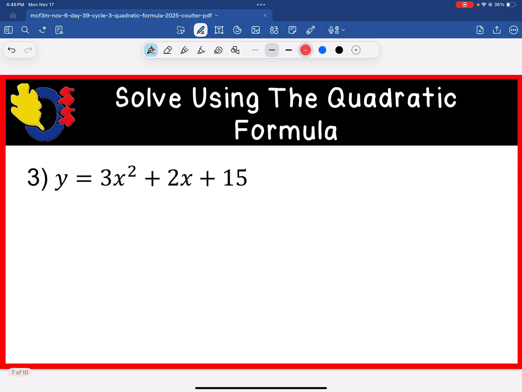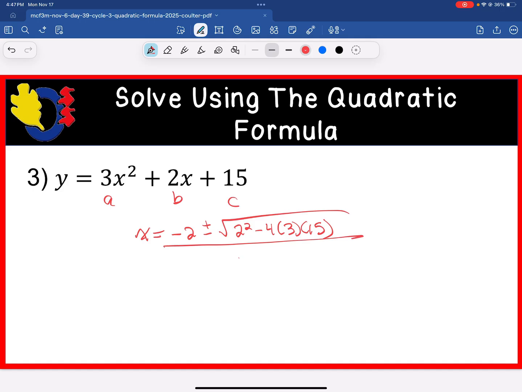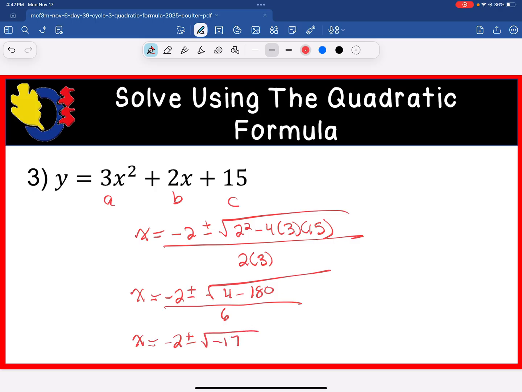All right, let's look at the next one. So a, b, c. So x equals negative b, so negative 2 plus or minus the square root of 2 squared minus 4 times 3 times 15 all over 2 times 3. So x equals negative 2 plus or minus the square root of 4 minus 180 all over 6. So we get x is equal to negative 2 plus or minus the square root of negative 176 over 6.